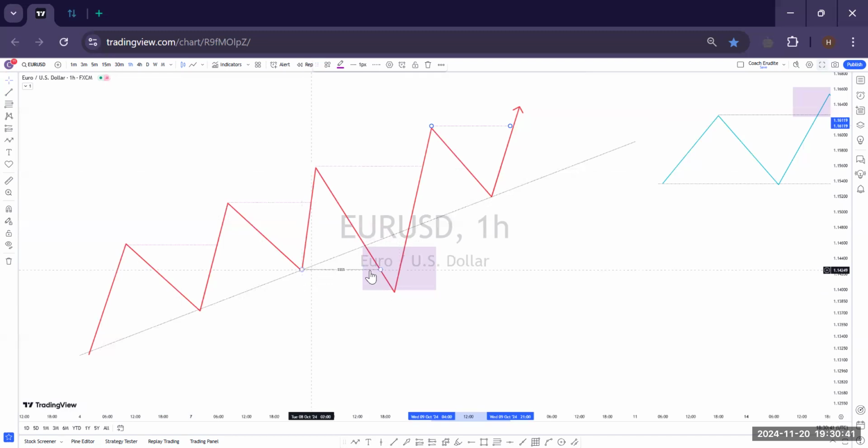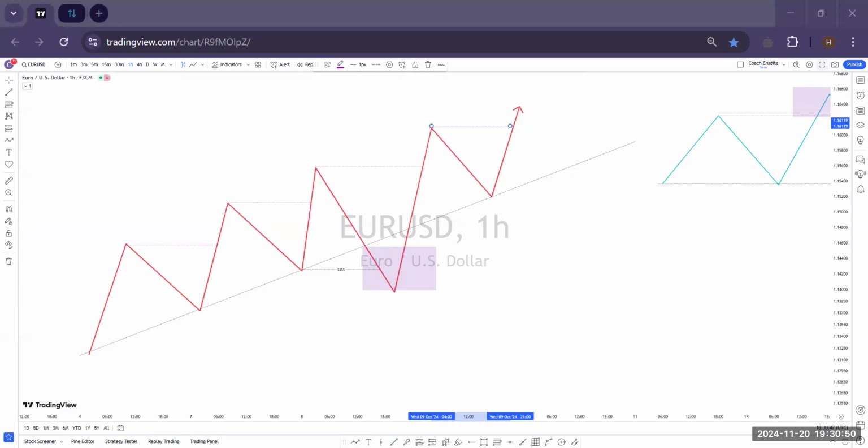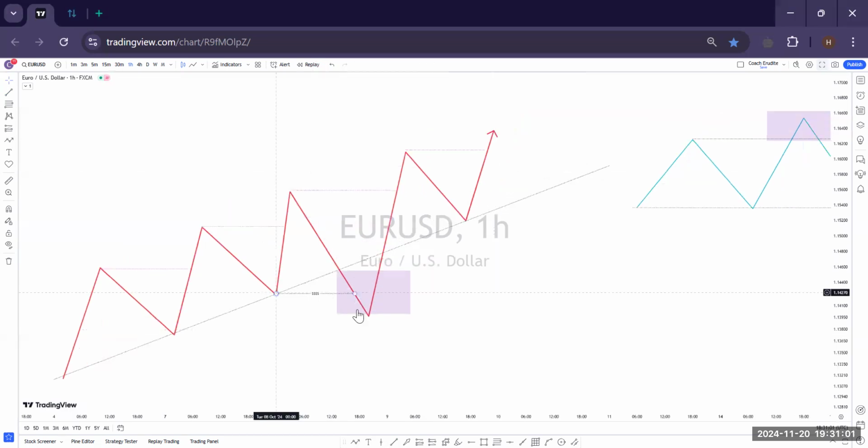This is called the sweep of liquidity. Once price sweeps your higher low and continues in its original direction, it's seen as a higher low. I hope I'm not confusing you this time. When price sweeps your higher low and still continues in its original direction, breaking structure upward, it is seen as a sweep of liquidity. It's called liquidity sweep or liquidity grab.